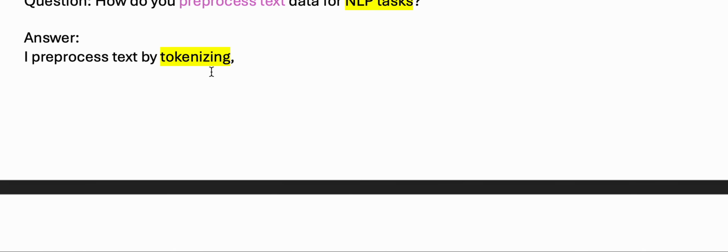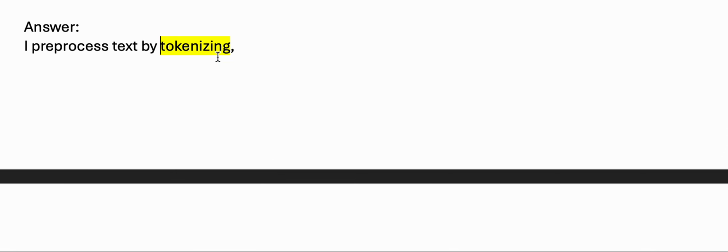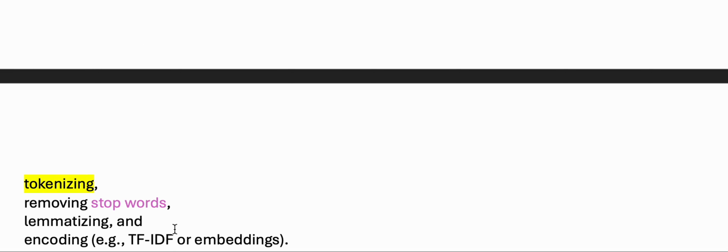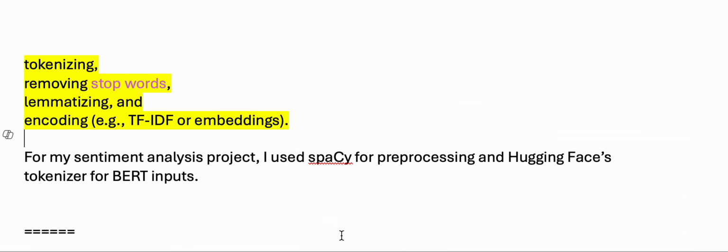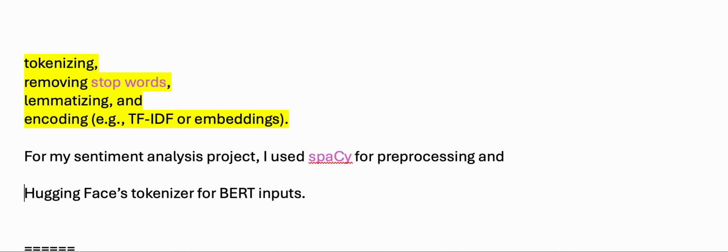I prepare text by tokenizing, removing stop words, lemmatizing and encoding. These are the things which I do. For my sentiment analysis project, I used SpaCy for pre-processing and Hugging Face transformers.